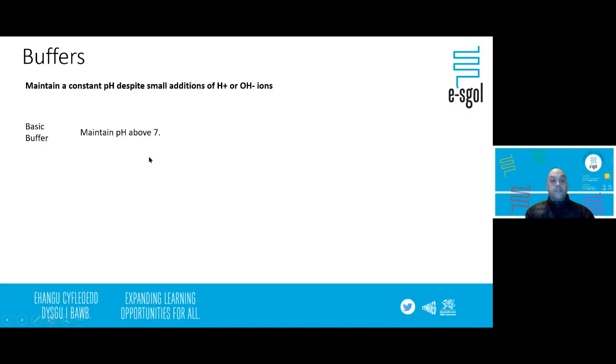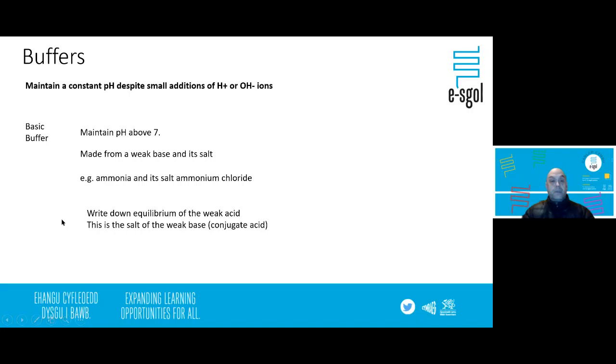Okay, so a basic buffer, they maintain pH above 7, and they're made from a weak base and its salt. Okay, so weak base, ammonia, as we said earlier, and ammonium chloride. And again, if we're talking about how these buffers work, we write down the conjugate acid of the salt. Okay, so there's our salt, there's the ammonium ion, and we write it down as this expression here, where it's actually acting as an acid, it's a conjugate acid.